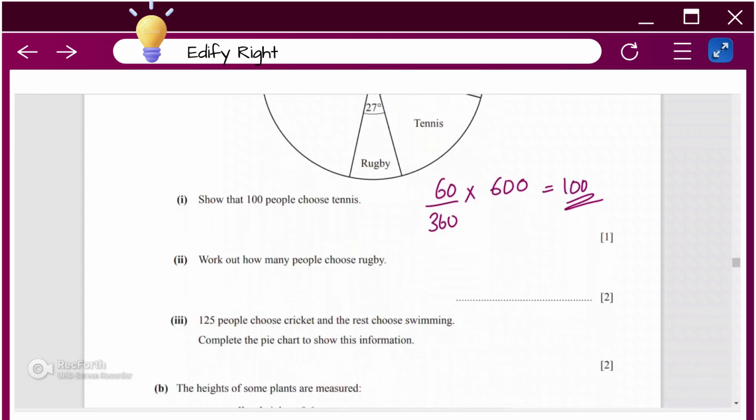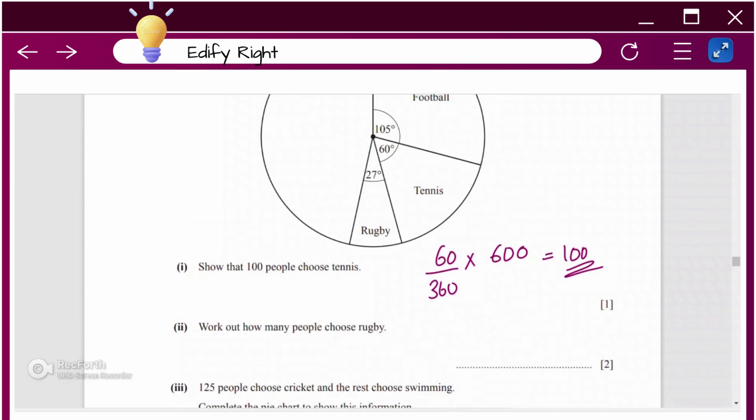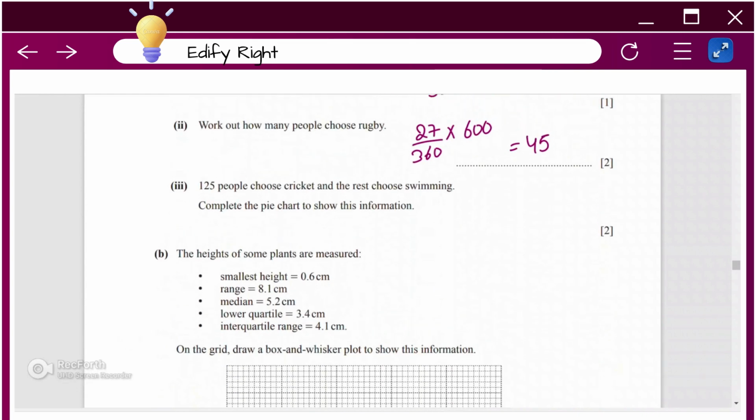Work out how many people choose rugby. So rugby, again, the angle over here is 27. So I'm going to divide that by 360 and multiply it with the total number of people, which is 600. So I get 45. 45 people choose rugby.